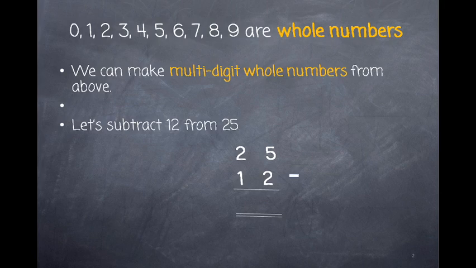What are the whole numbers? So the basic one-digit whole numbers are 0 up to 9. You can make multi-digit whole numbers from these single-digit whole numbers. So today's lesson is subtracting whole numbers.